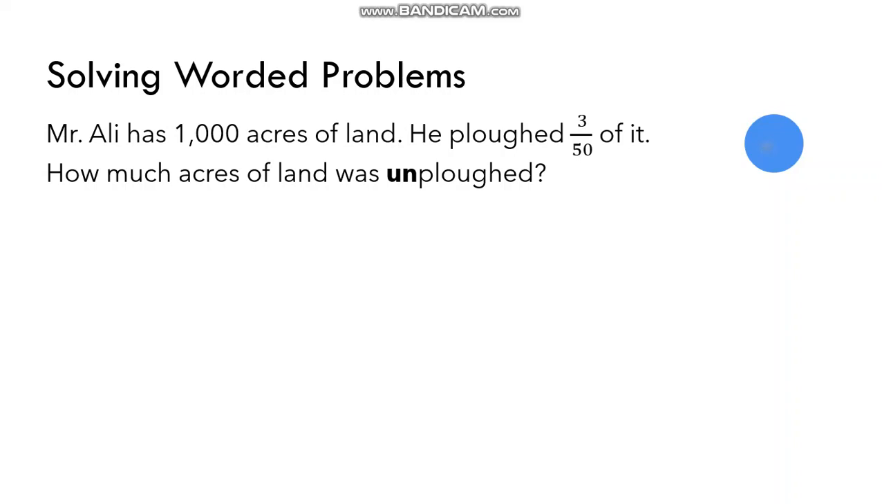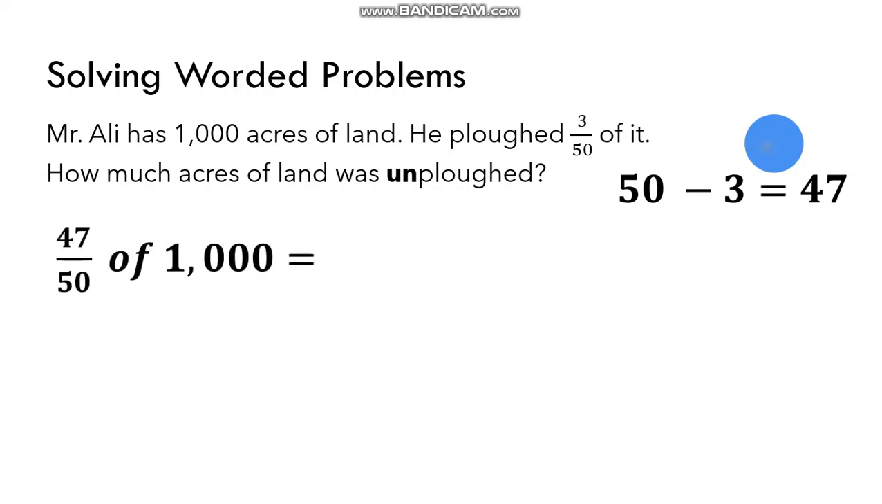So if 3 of 50 is plowed, how much is unplowed? We can subtract 3 from 50. So 50 minus 3 gives us 47. So now we have to find 47/50 of 1,000 acres. Now we can see if we can reduce any of the numbers.